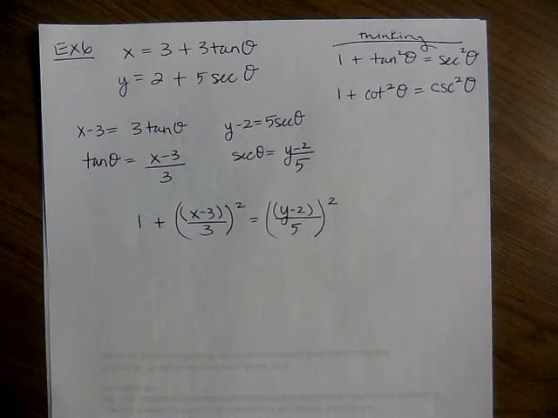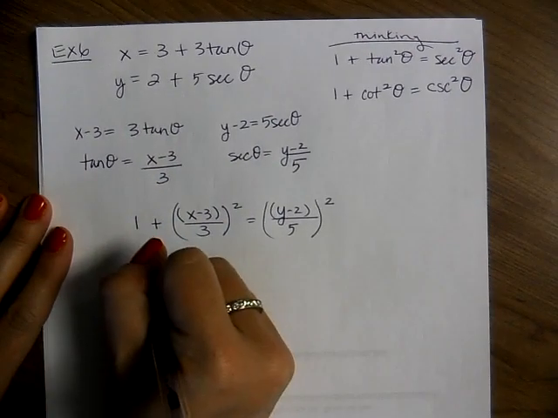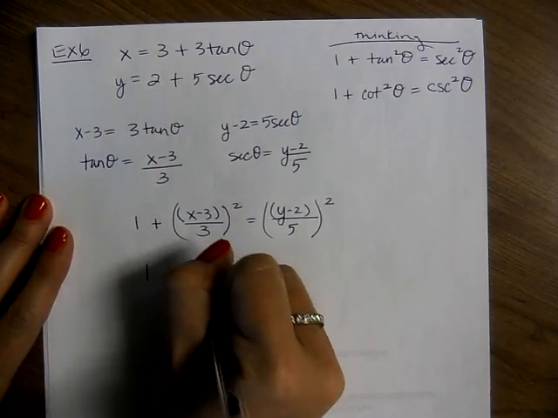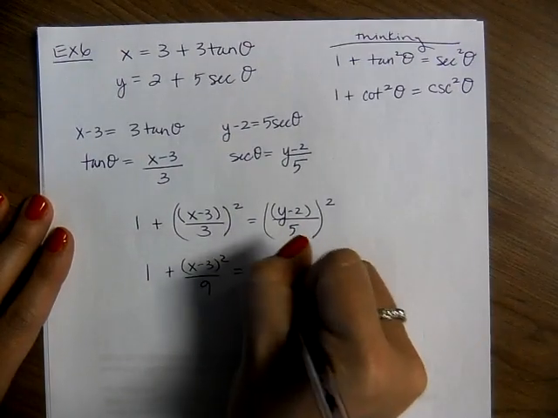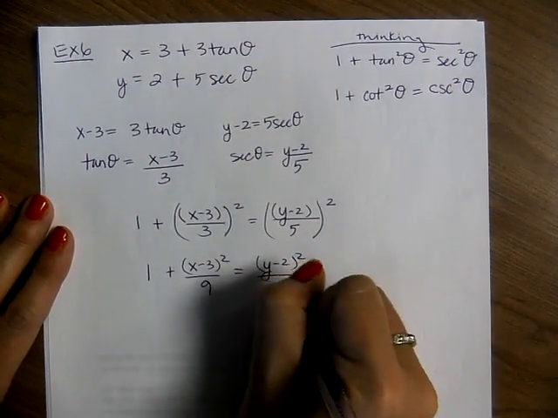Again, don't FOIL it out, right, because we're going to standard form, and we don't do that in standard form. Just keep it as that binomial squared. So we're going to have 1 plus (x minus 3) squared over 9 equals (y minus 2) squared over 25.